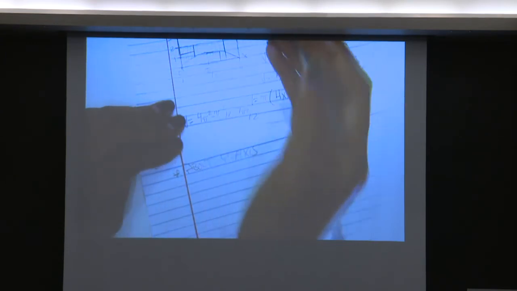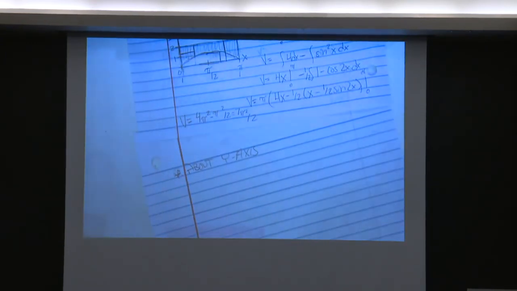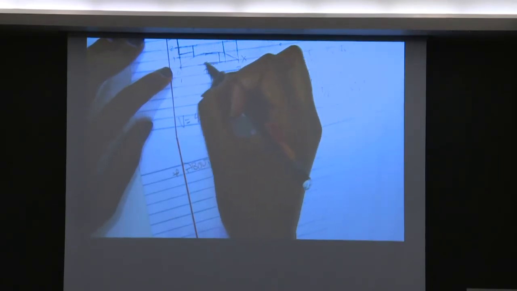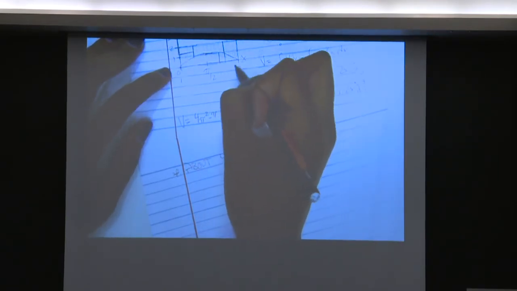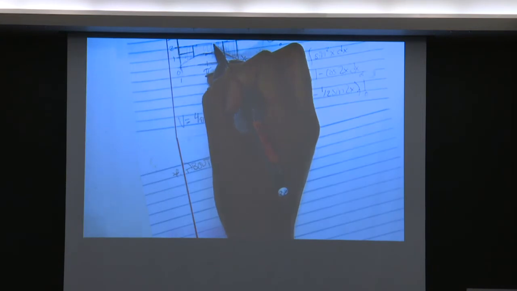Now I have to go to my radius. My radius is always going to be the same thing, right minus left. So it just so happens that this time my radius is just x because my x varies. So I'm just going to put x minus my left, which is 0.